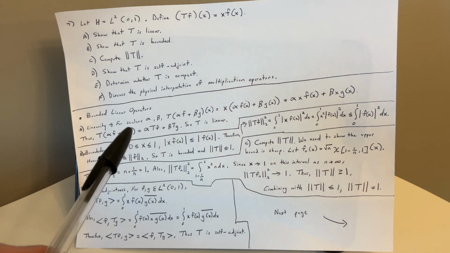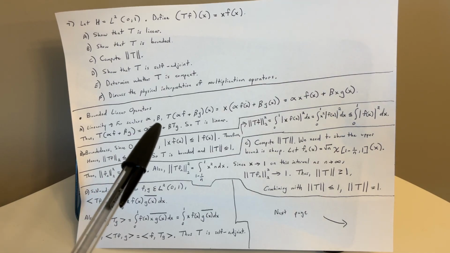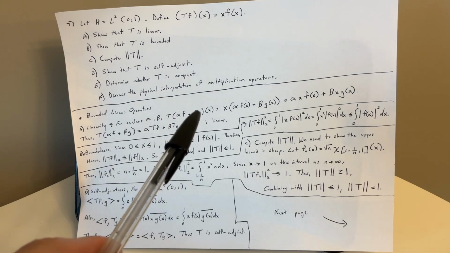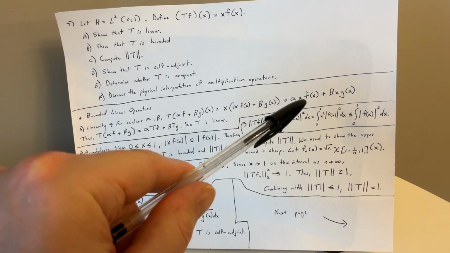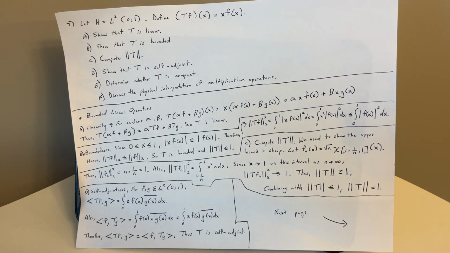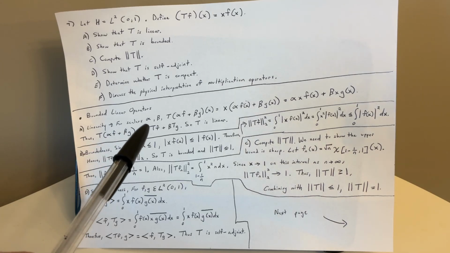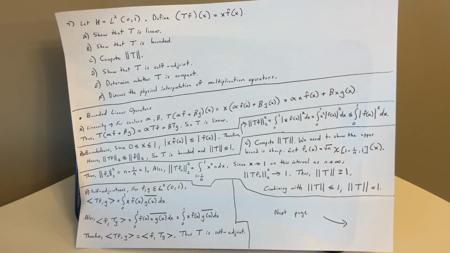So for linearity, for the scalars, I'm just going to go through this rather quickly. Here are the symbols for this. For your alpha and beta, here's your T of alpha f plus beta g of x, which equals alpha x f of x plus beta x g of x. Thus, we get that T of the following equals alpha Tf plus beta Tg, so T is linear. I'm just going to skip through some of this, the symbols are there.